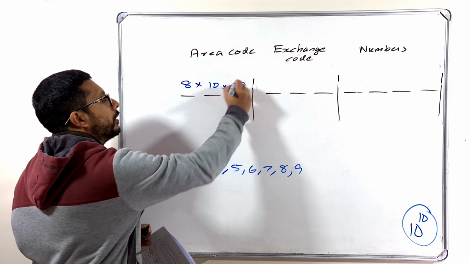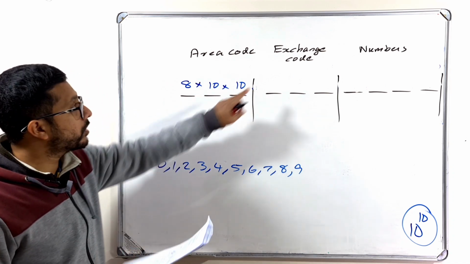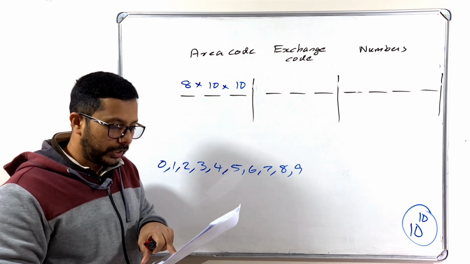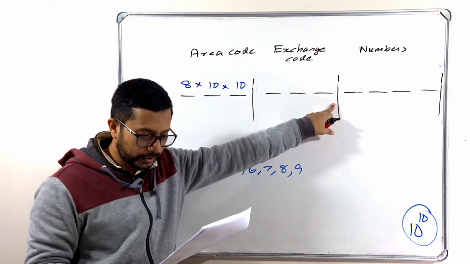How many options here? 10. Okay, now look at the second bullet. Exchange code must be 3 digits.